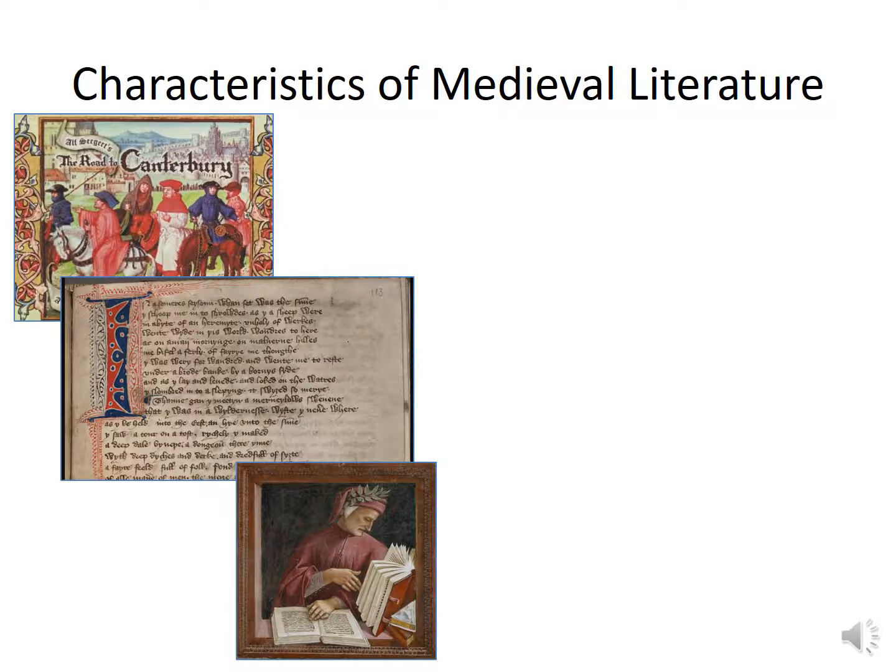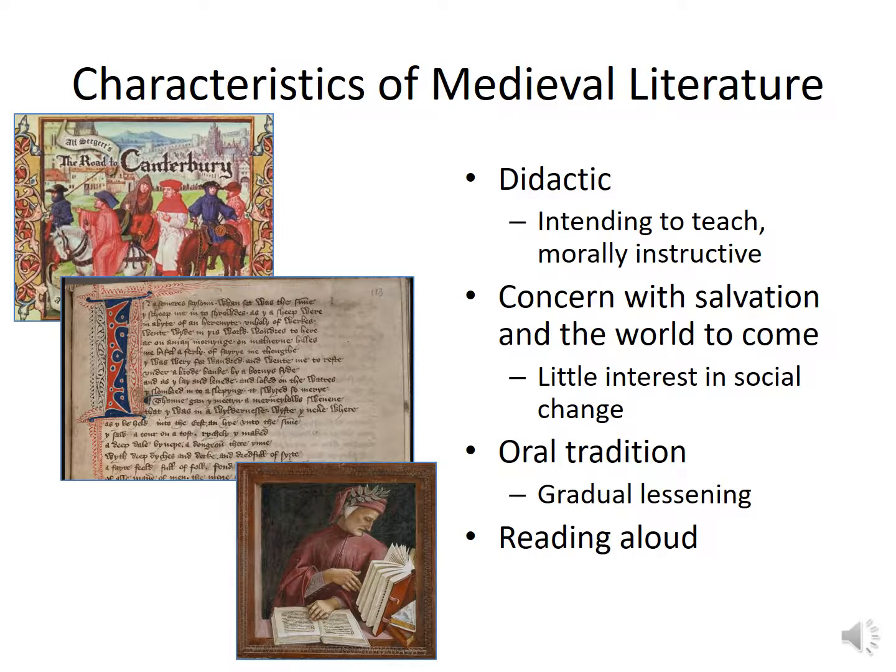Okay, let's go ahead and finish up our overview by narrowing down to literature. So, some of the characteristics of medieval literature. Didactic. When something is didactic, its purpose in writing is not entertainment. Its purpose is to teach. It's meant to be morally instructive, generally a spiritual lesson.